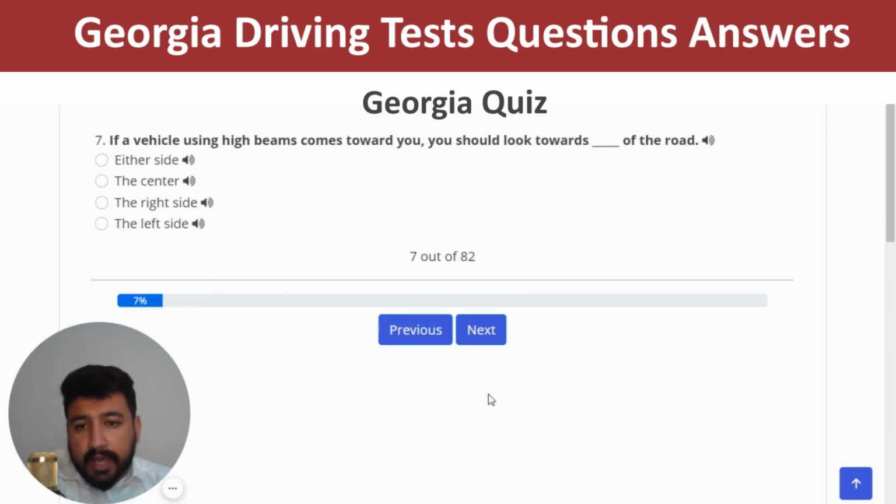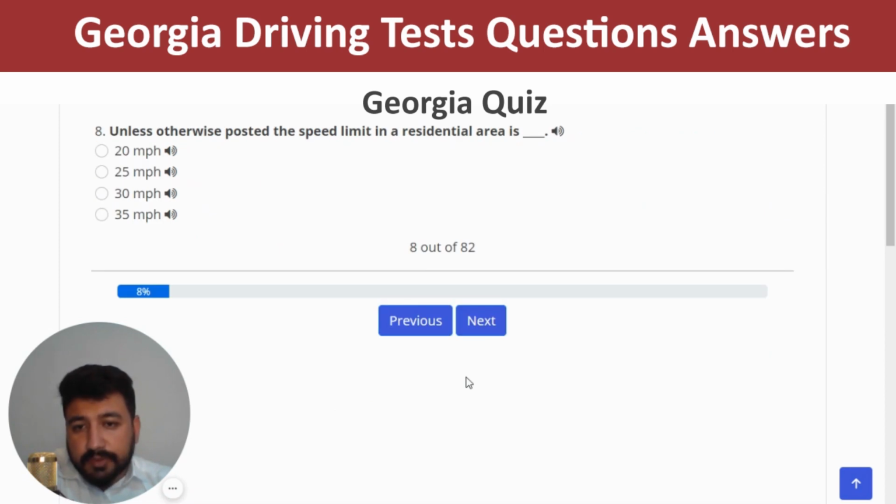If a vehicle using high beams comes towards you, you should look towards blank of the road. The right answer is the right side. So let's click on the third option and next. Unless otherwise posted, the speed limit in a residential area is. The right answer is 25 miles per hour.